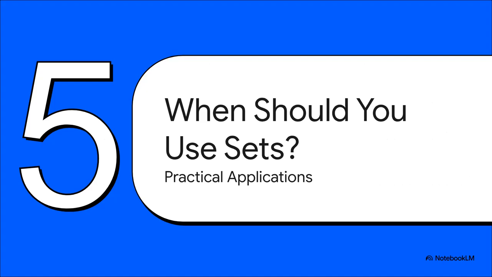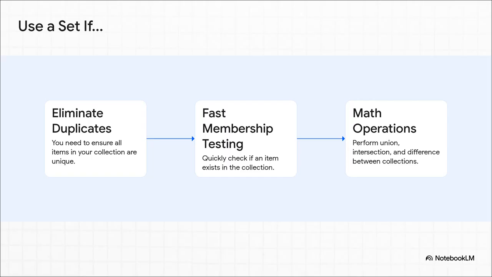So that brings us to the real question, right? When are you going to actually pull a set out of your toolbox in your own code? What are the practical uses? Well, here's a really simple checklist. You should reach for a set whenever you need to: 1. Guarantee that every item in your collection is unique. 2. Check if an item exists in a huge collection really, really fast. And 3, do mathematical set operations, like finding what two collections have in common.